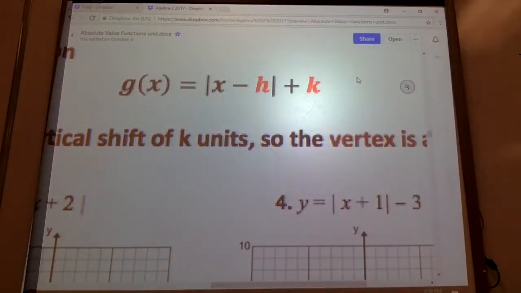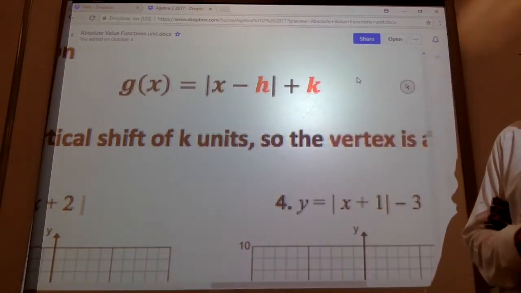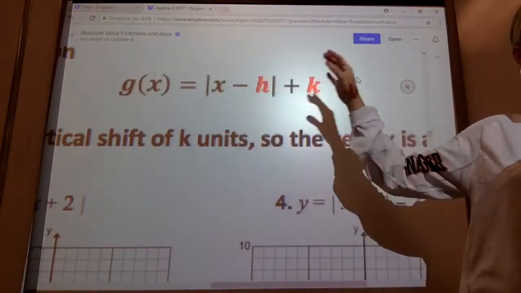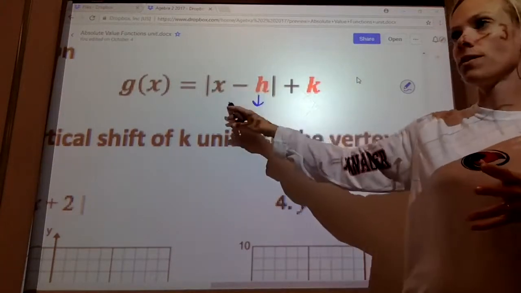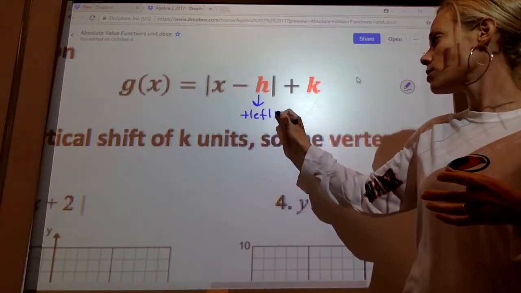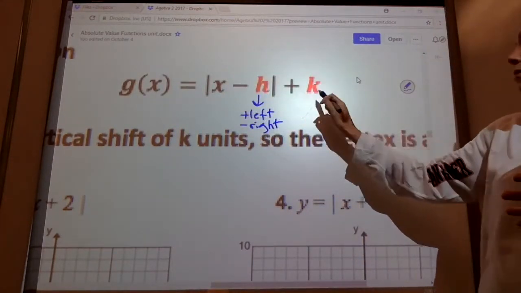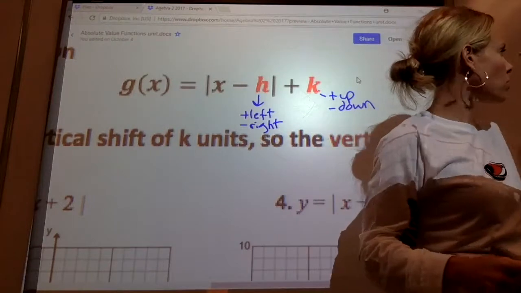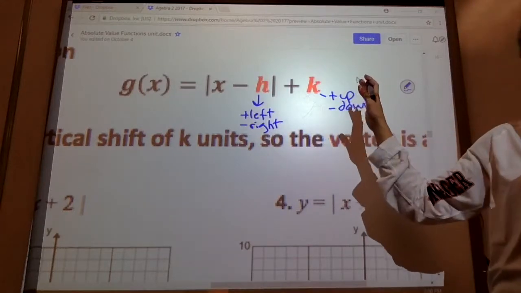One of the first things we need to talk about is all of our transformations with an absolute value. Being that it's an absolute value and you can't distribute in and out of an absolute value, I can give you a blueprint of all the transformations. So H would be in the absolute value, so that would be your left and right movement. Adding, you're going to the left. Subtraction, you're going to the right. And then outside the absolute value, adding would be up and subtraction would go down. That correlates to your H and K on your transformations. So if you're inside, it's left and right. If you're outside, you're up and down.